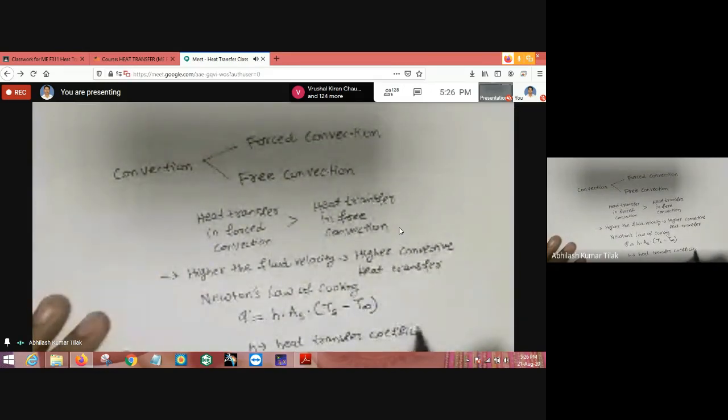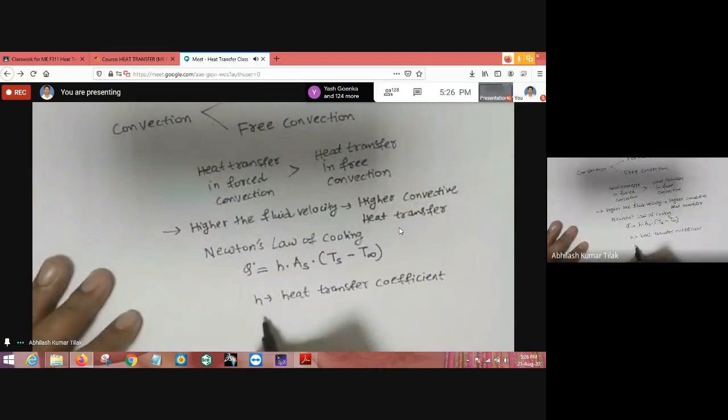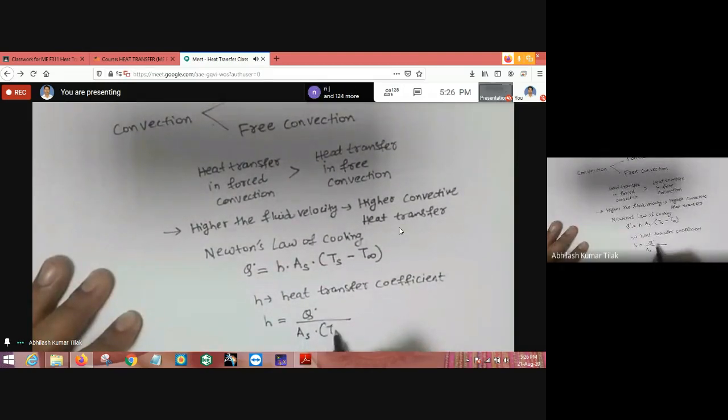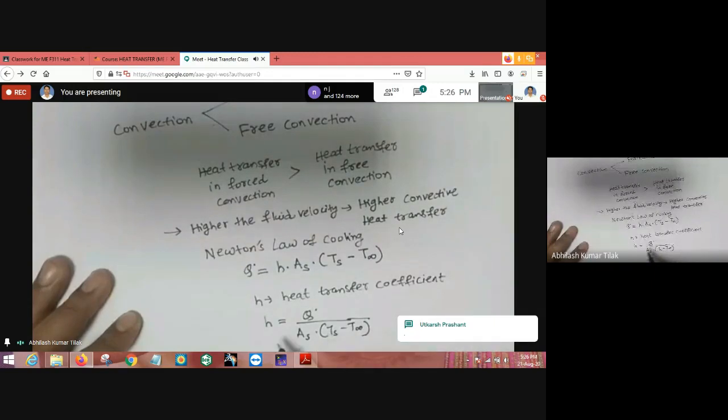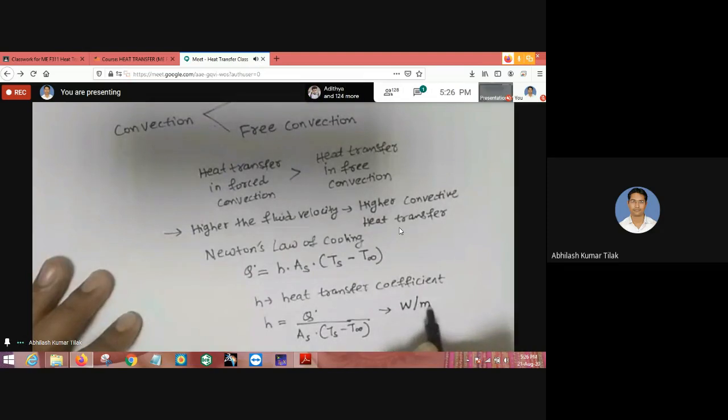Now, using this expression, that is the Newton's law of cooling, if I define H here, H can be written as Q dot divided by surface area into Ts minus T infinity. So I can define heat transfer coefficient as the rate of heat transfer per unit surface area from which the heat is being convected away per unit temperature difference between the surface and the ambient temperature. And if I write the unit for this, for rate of heat transfer, the unit is watt. For surface area, it is meter square. For temperature difference, it is Kelvin. So unit will be watt per meter square Kelvin.